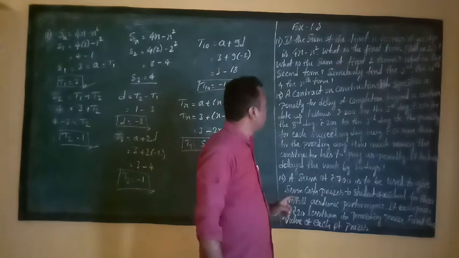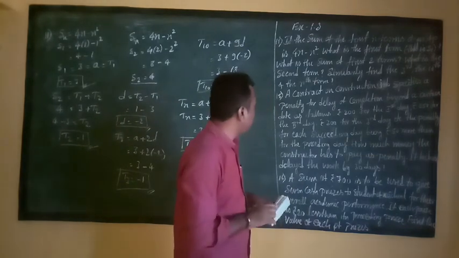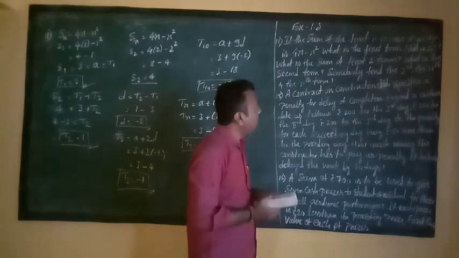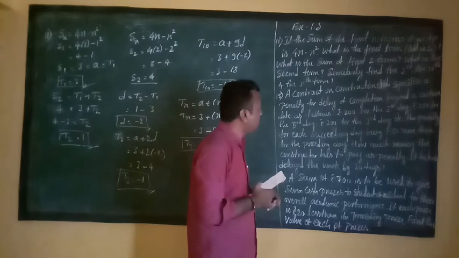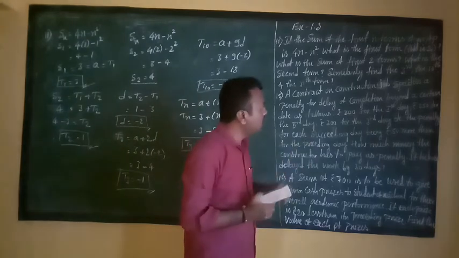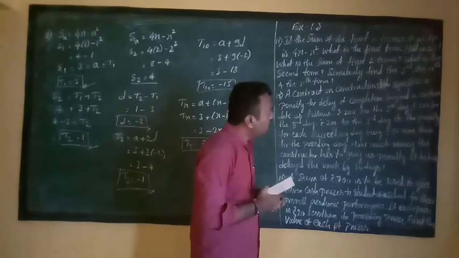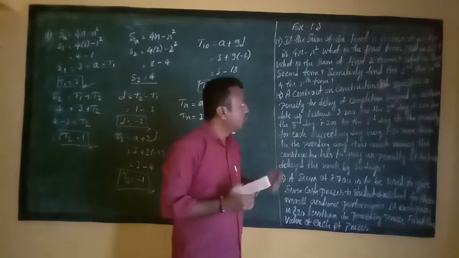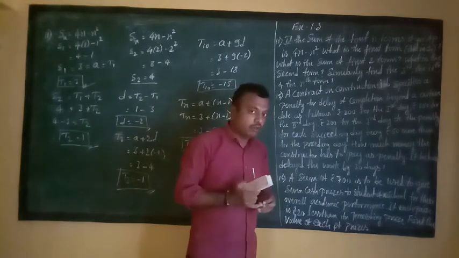A contractor on a construction job is charged a penalty for delay in completion beyond a certain date as follows: rupees 200 for the first day, rupees 250 for the second day, and rupees 300 for the third day, etc. See, students, there is a contractor. He wants to complete one job.